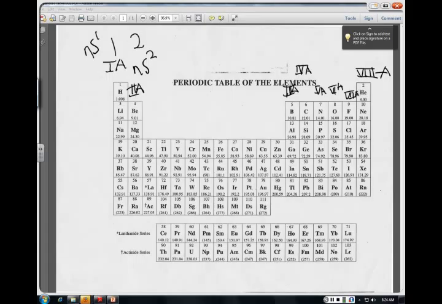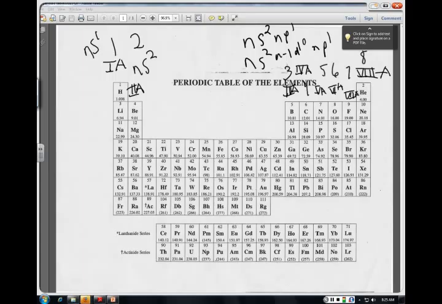Over here in 3A, you'll get one of two possible combinations: ns2 np1, or ns2 (n-1)d10 np1. Whether or not there are d's intervening doesn't matter because they aren't in the valence shell. They're not in the outermost shell, so we just ignore them for purposes of determining valence electrons. In either case, you're going to end up with 3 valence electrons every time. And likewise for 4, 5, 6, 7, 8.